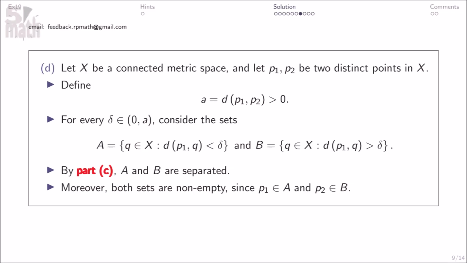D. Let X be a connected metric space, and let P1, P2 be two distinct points in X. Define a equaling this. For every delta in this, consider the sets A equaling this and B equaling that. By Part C, A and B are separated. Moreover, both sets are non-empty, since P1 is in A and P2 is in B.